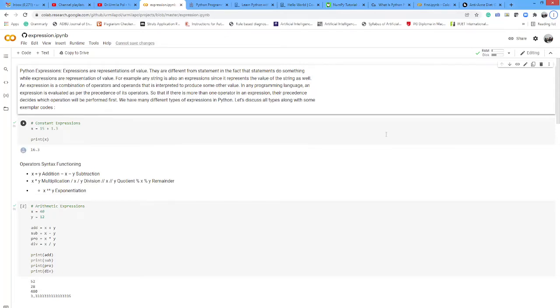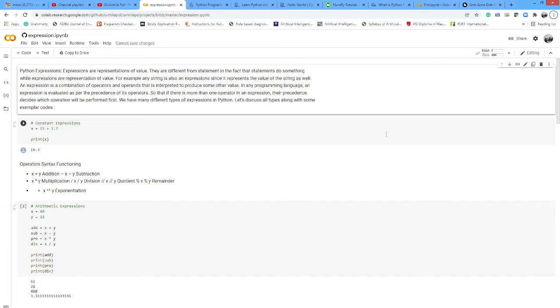Hello, good morning. Today I would like to discuss Python expressions. An expression is a representation of value. Any string is also an expression. It represents the value of the string as well. An expression is a combination of operators and operands that is interpreted to produce some other value.